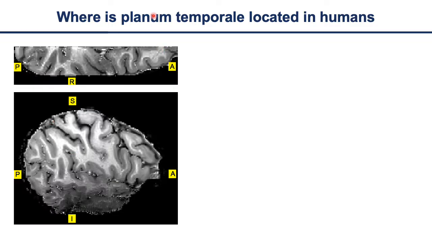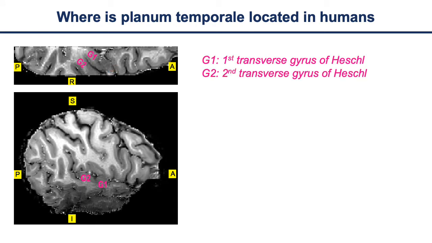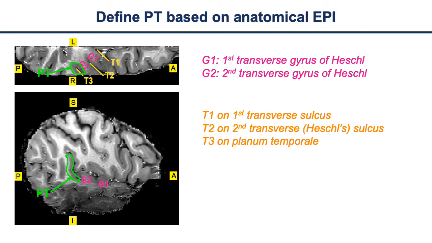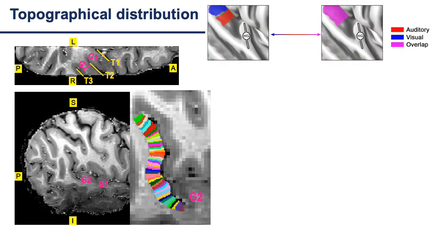First, where is the planum temporale located in humans? Roughly, it's in the auditory association cortex. In this anatomical EPI image, you can identify the landmarks in auditory cortex, such as the first and second transverse gyrus of Heschl. These two gyri divide the auditory cortex into three subfields, T1, T2, and T3. T3 is where the planum temporale is located.